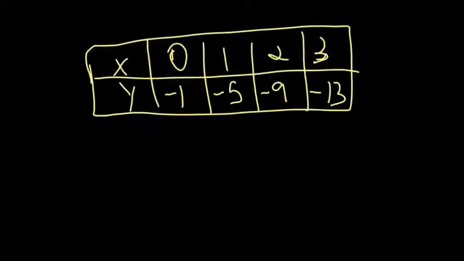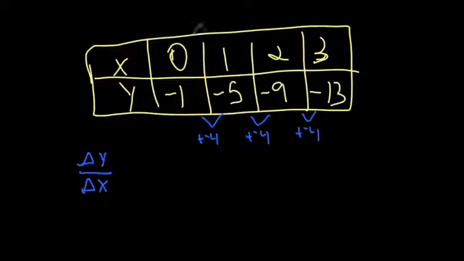Alright, so let's practice some more. So remember, we're always going to do our change in y over our change in x. So let's find our changes. So to get from 1 to negative 4, that's plus negative 4. So negative 5 to negative 9 is plus negative 4. And negative 9 to negative 13 is plus negative 4. And then to get 0 to 1, plus 1. 1 to 2, plus 1. 2 to 3, plus 1.